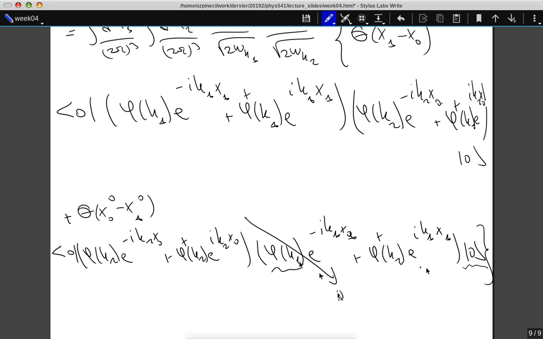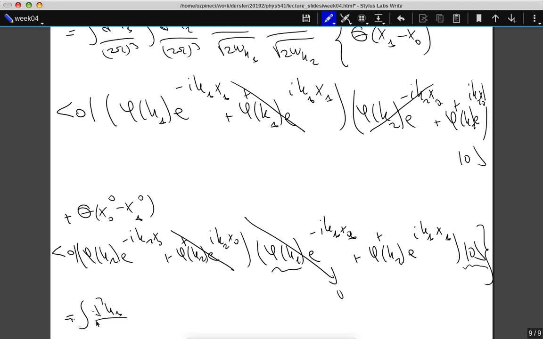Because phi k acting on the empty state just gives me 0. That is how we define the empty state. Similarly, phi dagger over here acting on the bra gives me 0. So there's no contribution from there. And similarly over here, this phi term doesn't contribute, and this phi dagger term doesn't contribute. So quite a number of terms do not actually contribute to my matrix elements. Now, what is left?